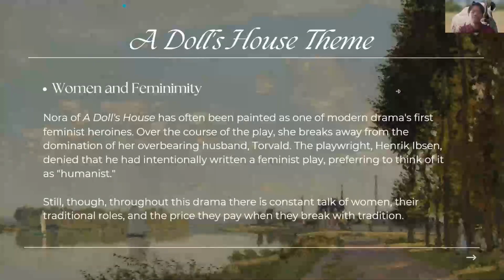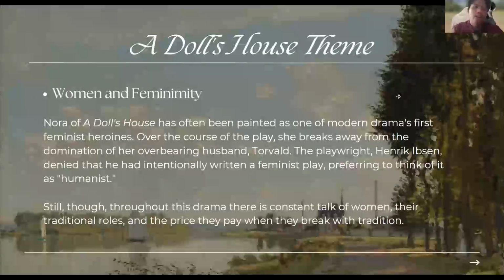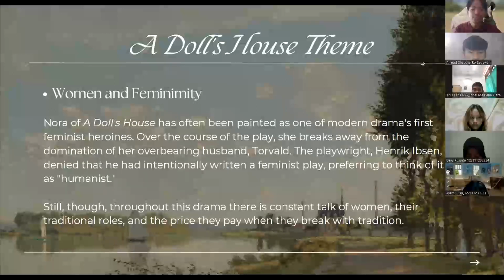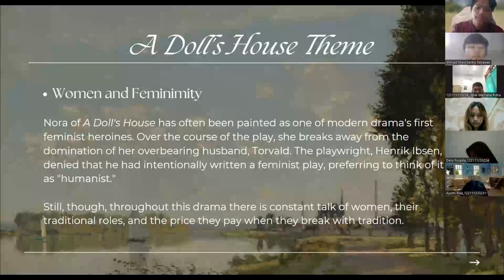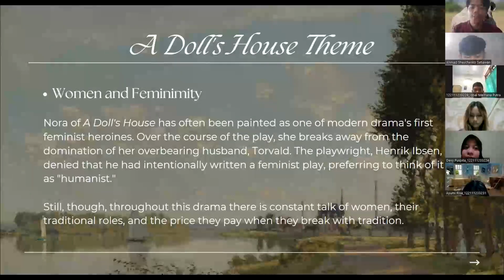Okay, the next one is women and femininity. Nora of A Doll's House has often been painted as a feminist heroine, one of the icons of modern drama. Over the course of the play, she breaks away from the domination of her overbearing husband, Torvald. The playwright, Henrik Ibsen, denied that he had intentionally written a feminist play, preferring to think of it as humanist. Still, throughout this drama, there is constant talk of women, their traditional roles, and the price they pay when they break with tradition.